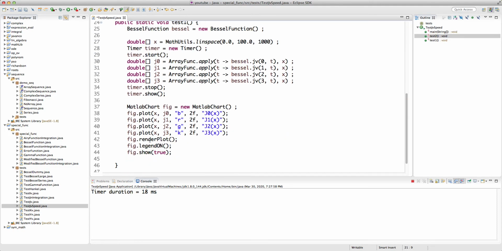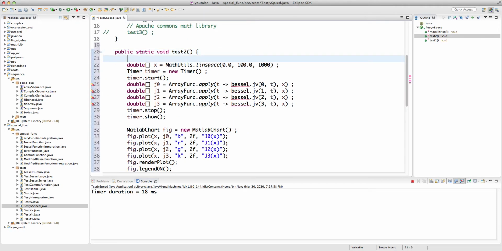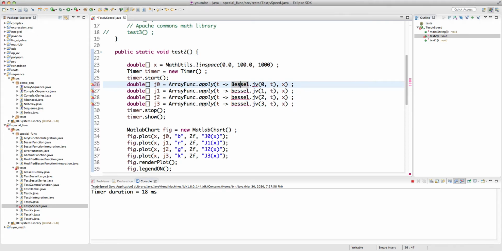The next one is test2, public static void test2. We have basically the same code here, the same timer, but instead of calling my Bessel, I'm going to call Bessel from cern.jet.math. It's a static invocation. What you notice is that it doesn't have a jnew method, it has a jn method, so it only has an implementation for integer orders, not double orders. That's one of the limitations.